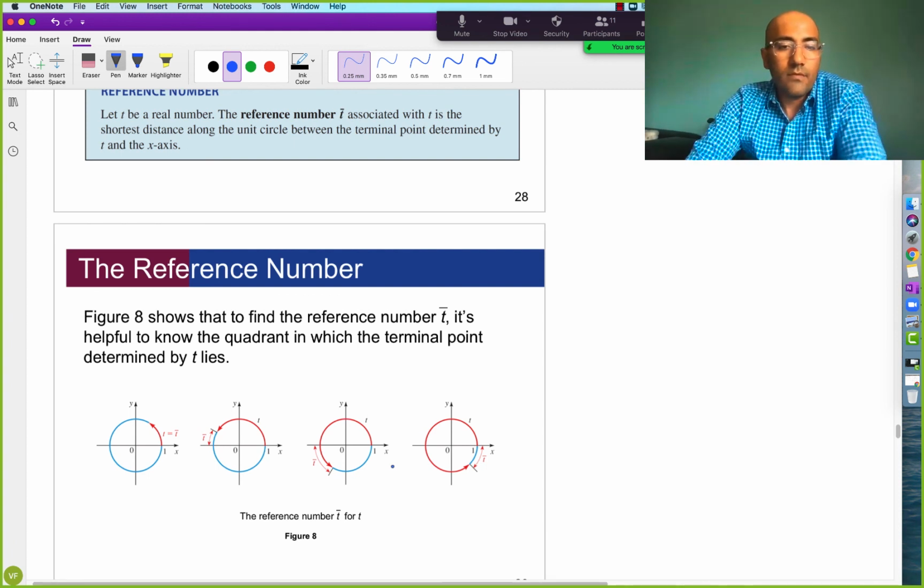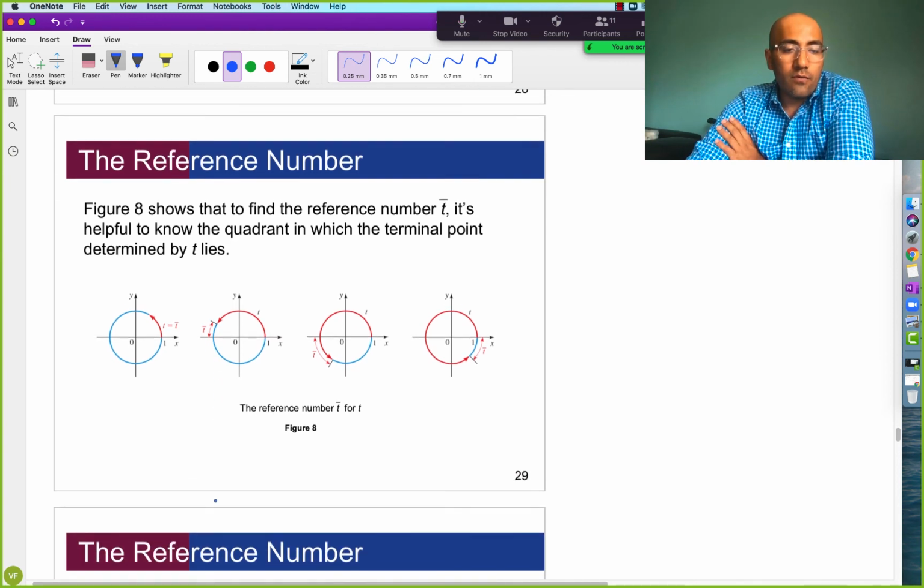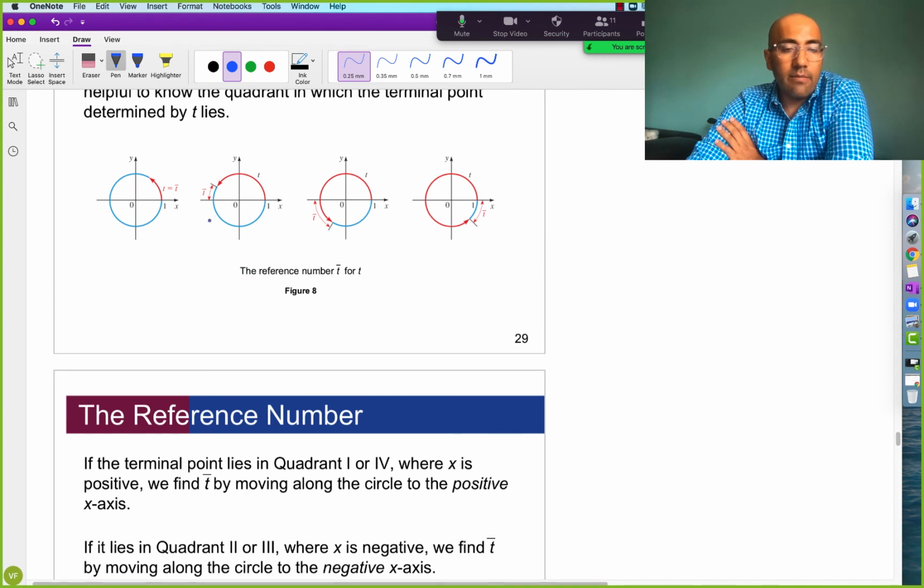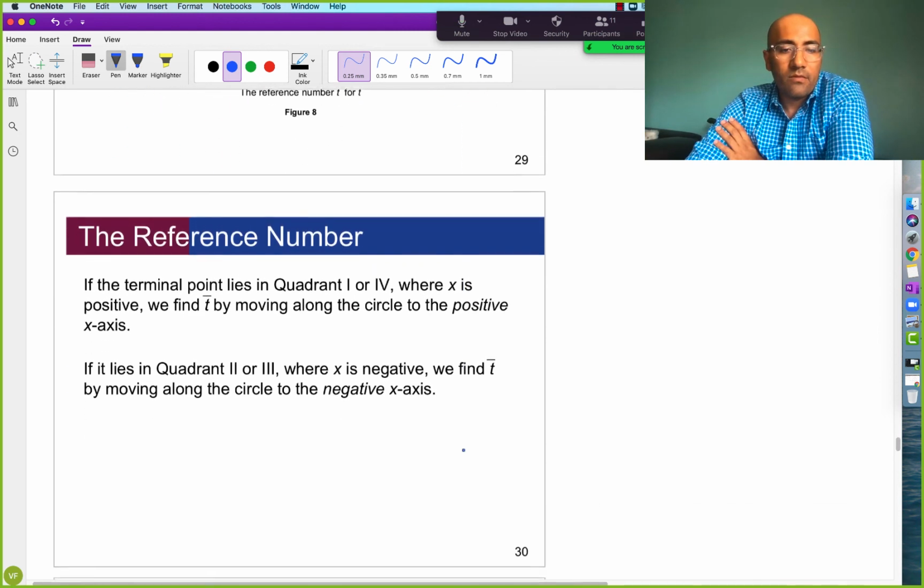Good. So how do we find those t-bar values? Well, we have to keep in mind that the distance, the circumference all the way around the unit circle is 2 pi, right? And halfway along the unit circle is pi. So we can find this one by doing pi minus t equals t bar. We can find this one by saying that it's t minus pi. And this one is going to be 2 pi minus t equals t bar. We'll see that written down in a second.